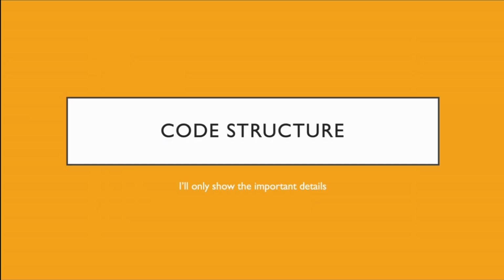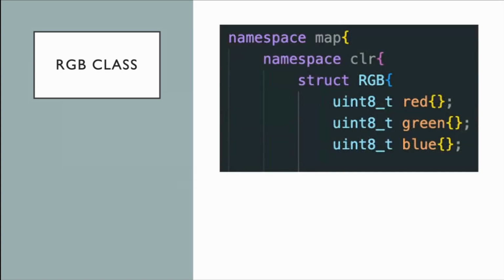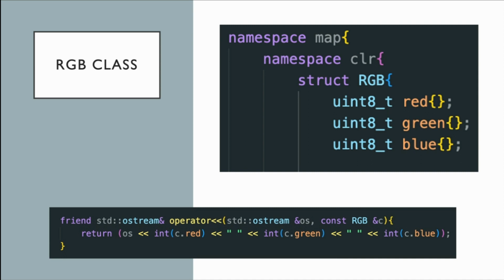Sure. So code structure. I will not show a lot of code. There's about 3,000 lines of code, which is not too much, but it's a lot to show on a PowerPoint. So let's see. First thing I need to have in my library is an RGB class that represents the RGB values that I'm going to be drawing on the screen. And it's as simple as that. I just have a namespace called map for my library, and another namespace color inside of that. The struct RGB has just 3 bytes, which are red, green, and blue. And then I just have a utility function that helps me print these out into an output stream to make it simpler.